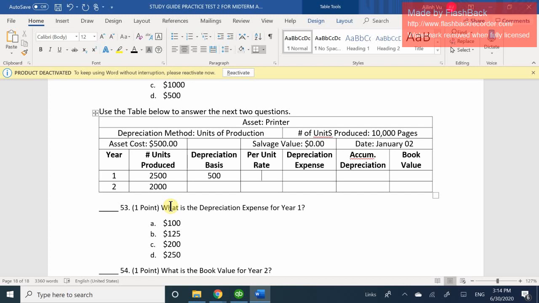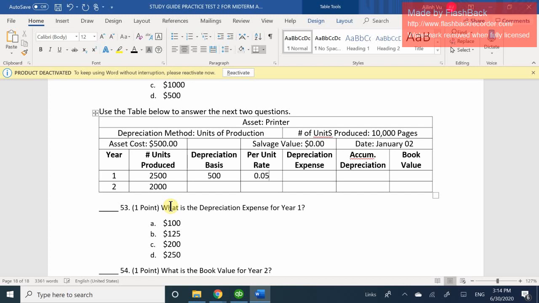So 500 divided by what? 10,000? 500 divided by 10,000 is, no, it's not right. 500 divided by 10,000, yeah, that's what it would be. It is 0.05. 0.05 is correct.